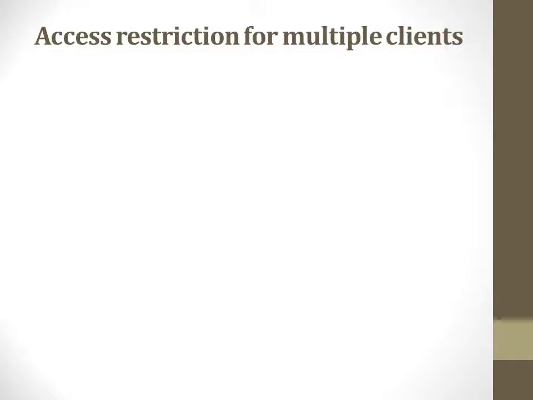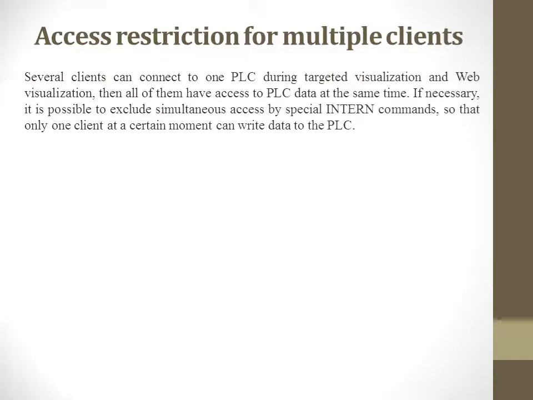So, access restriction for multiple clients. Several clients can connect to one PLC during targeted visualization and web visualization. Then all of them have access to PLC data at the same time. If necessary, it's possible to exclude simultaneous access by special intern commands, so that only one client at a certain moment can write data to the PLC. The following commands are available to limit write access to the PLC.